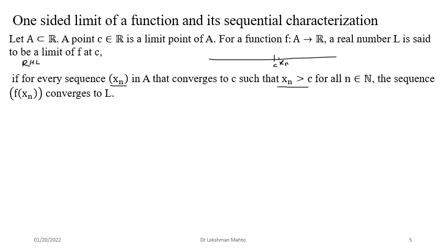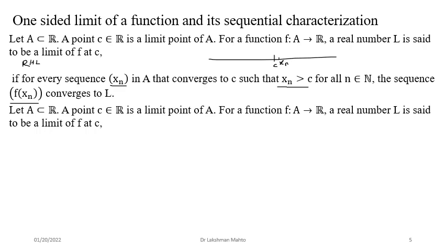If we come up with any sequence of points from the domain of definition of the function, such that every term of the sequence is on the right side of c, and it implies that the corresponding functional sequence converges to some number L, then we will say that L is the right hand limit of this function. That is the sequential criteria. Remember how we come up with this sequence: from the domain of definition, in such a way that every term falls on the right side of c, such that the corresponding functional sequence converges to L. Then we say that f has limit L.